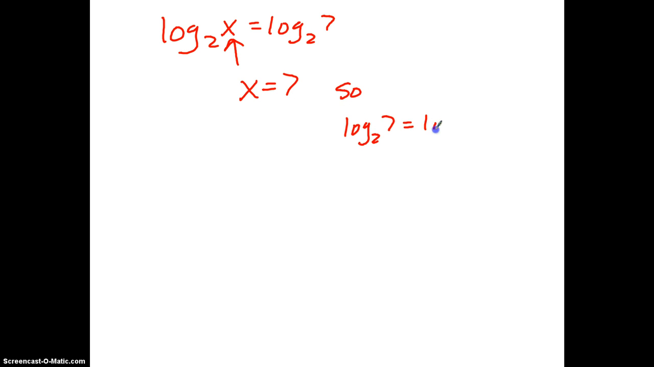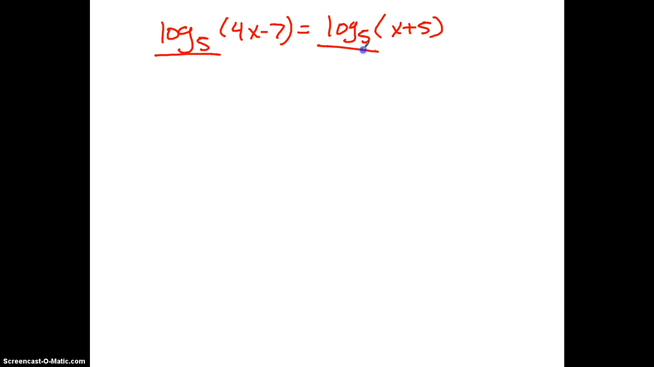If we have, here's an example, log base 2 of x equals log base 2 of 7, what do you think x has to equal? Well, of course, x has to equal 7, so that log base 2 of 7 is equal to log base 2 of 7. Let's go over an example of this. We have log base 5 of 4x minus 7 equals log base 5 of x plus 5. If you notice here, we have the log of the same base, so that means that what we're taking the log of must equal each other.